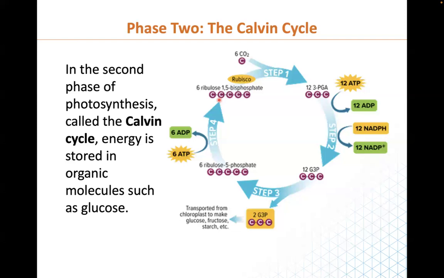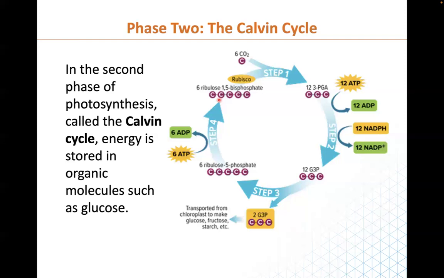So the second stage is the production of 3-PGA, 12 molecules of 3-PGA. Because this 3-PGA needs to be changed to a much higher energy molecule, it uses 12 ATP and 12 NADPH to change it to a higher energy molecule, which is G3P, 12 molecules of it. Two of these 12 molecules will be used to produce glucose, fructose, and starch.